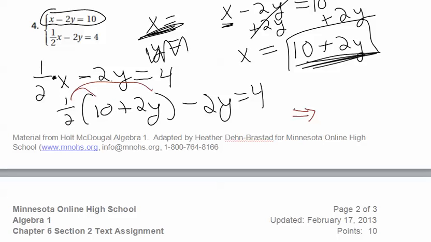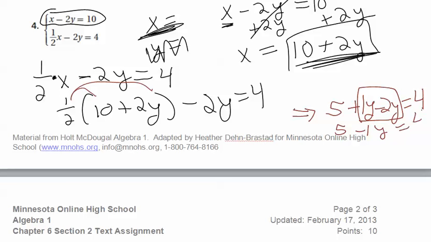1/2 times 10, that means what's half of 10? That's 5. Half of 2y, well, half of 2 is just 1, so that would be 1y. Minus 2y, I still have, equals 4. So I have 5, and then I have plus 1y minus 2y. 1 minus 2 is negative 1y equals 4.